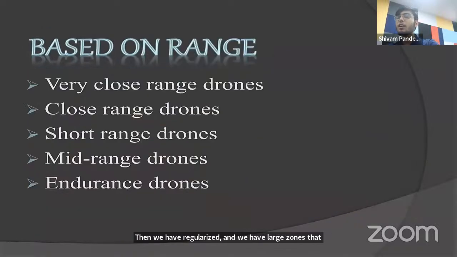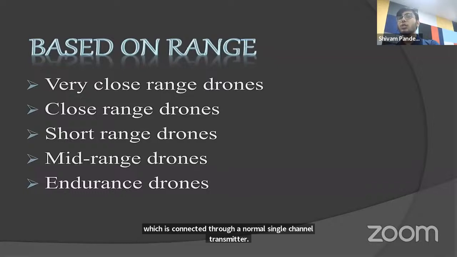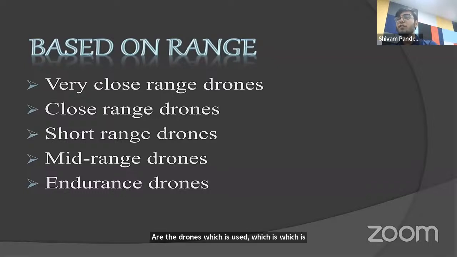Now, if we come to the range, we have very close range drones. For example, the drone connected through our mobile Wi-Fi is a very close range drone. Close range drones are connected through a normal single channel transmitter. Short range drones are used for capturing videos, for creating video shots, something like that.